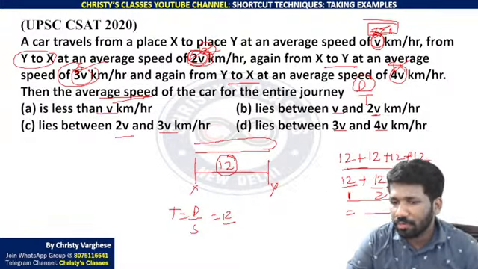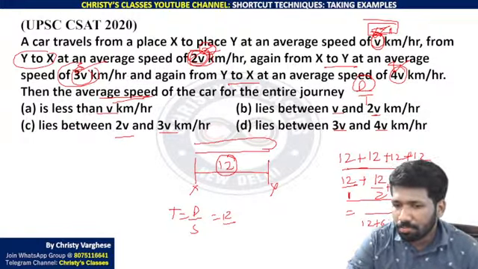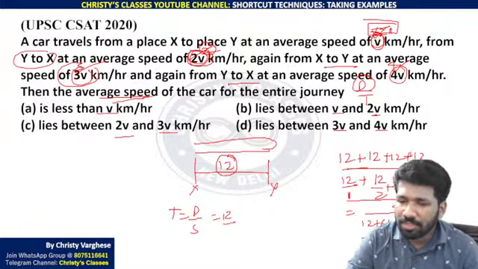12 by 1 is 12, this is 6, this is 4, this is 3. So 12 plus 6 plus 4 plus 3. What is 12 plus 6 plus 4 plus 3? 18, 22, 25. 48 by 25.